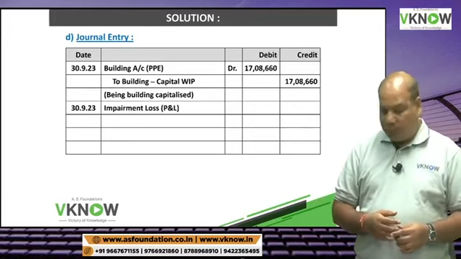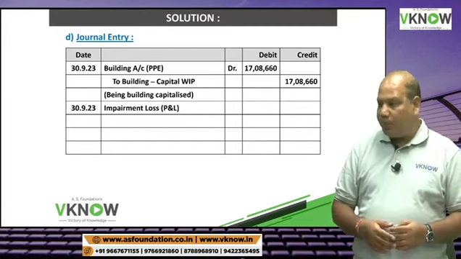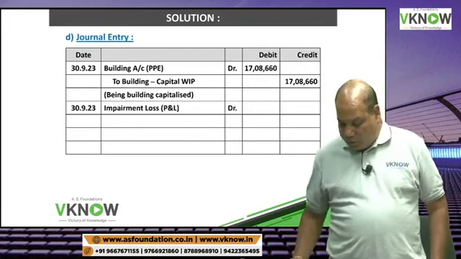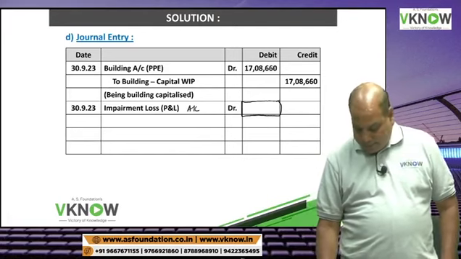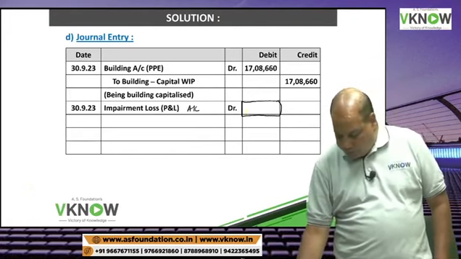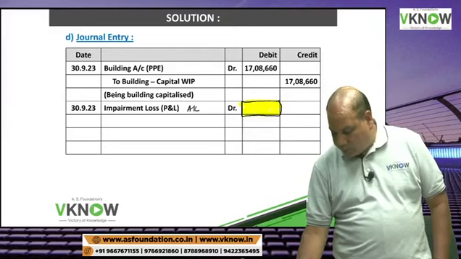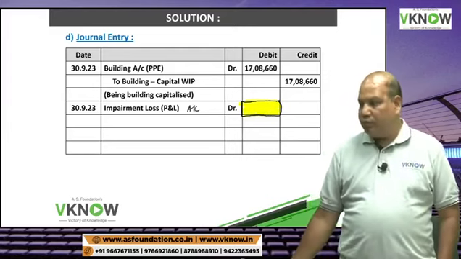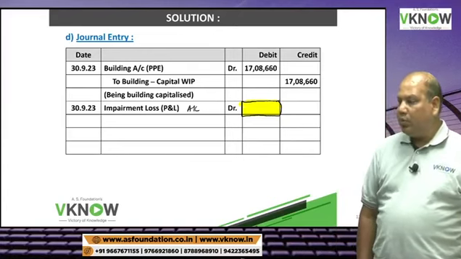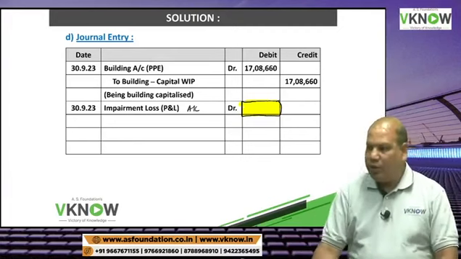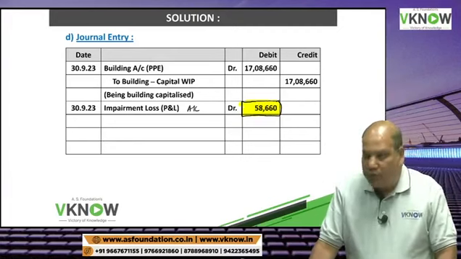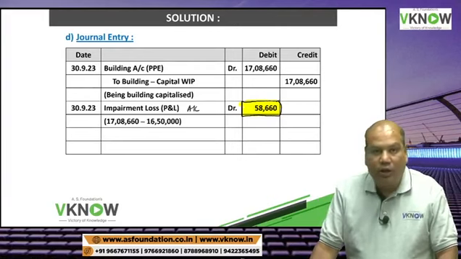30th September 23. Impairment loss in bracket P&L account debit. What will be the amount here? The amount will be equal to the difference between the carrying amount and recoverable amount. Calculate the amount and tell me. The amount will be 17 lakh 8,660 minus 16 lakh 50,000. Rajendra is right.